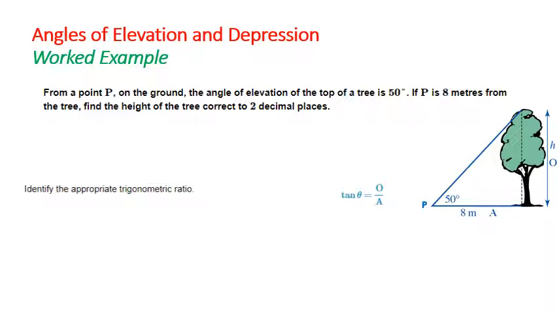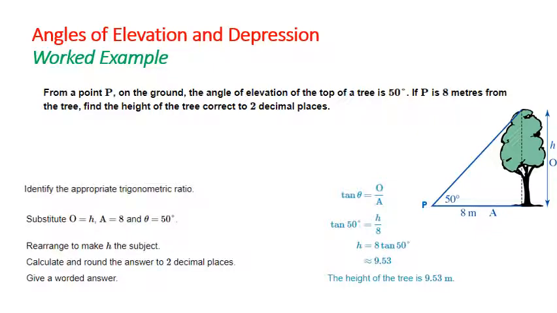So first of all, we're going to identify the appropriate trigonometric ratio. We have opposite and adjacent, and that takes us to tan theta equals opposite over adjacent as the rule that we should use. And just substituting in the values, which has been done on the next line there, we've substituted in for O the opposite, the letter H. We've substituted in for the adjacent, the number 8 that we're given. And instead of theta, we can put in 50 degrees because we know theta.